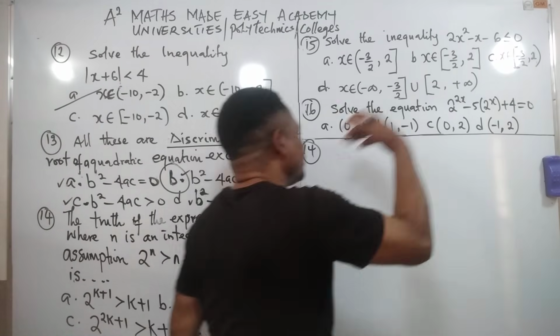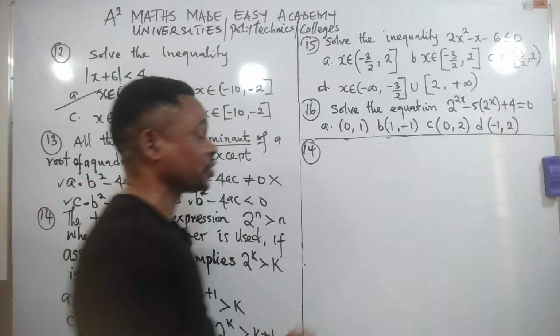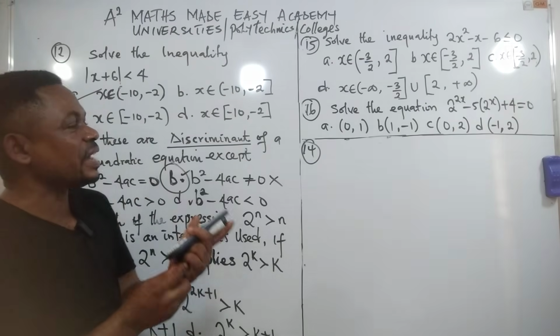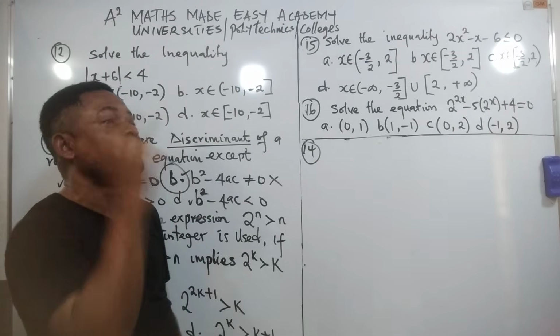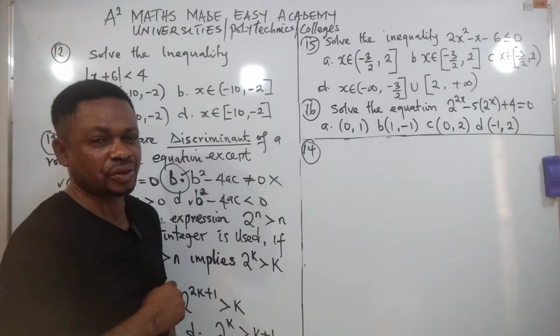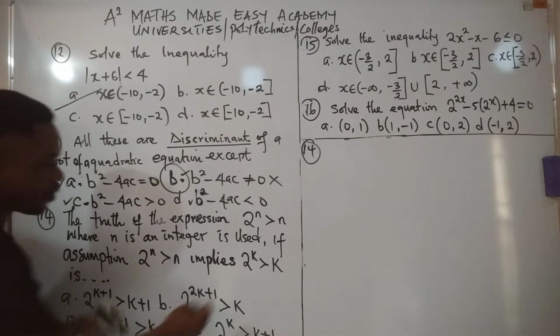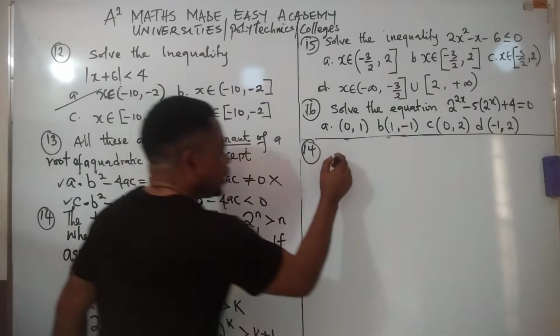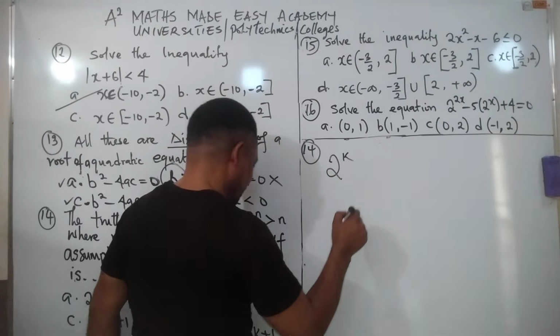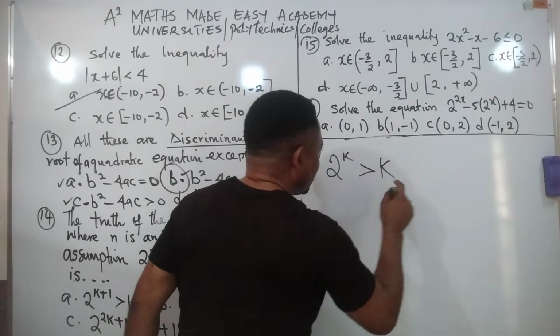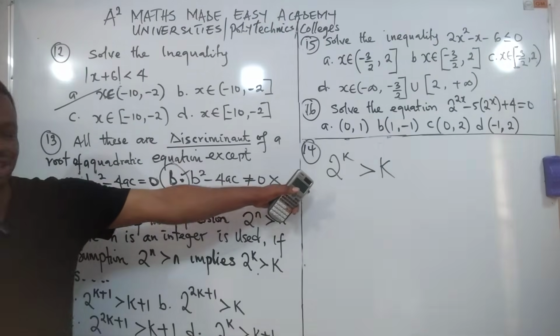If you observe my videos on mathematical induction, I was able to simplify it and even give you the 3 basic ways by which you can solve mathematical induction. But our major target starts from here. Are you with me? So we start with, we are given 2 raised to power k is greater than k. This is the assumption stage.